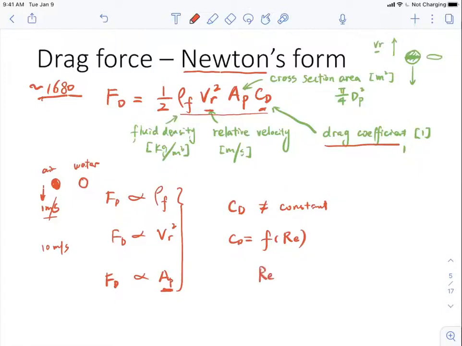So the Reynolds number, if we write out the equation, that's VR multiplied by rho F multiplied by dP divided by mu. Okay, so here the VR again is the relative velocity, right? The rho F is the fluid density, right? And dP is the particle size or the characteristic size of this settling object. Okay, so the size. And the mu here is called the dynamic viscosity.